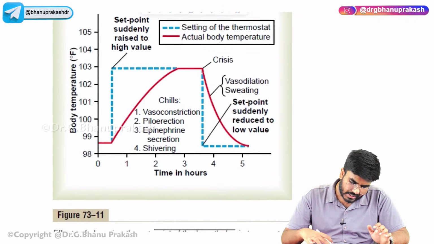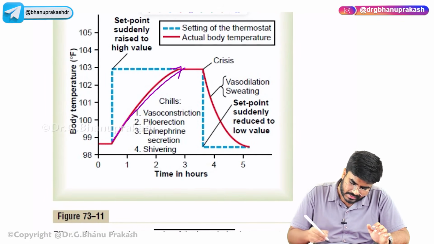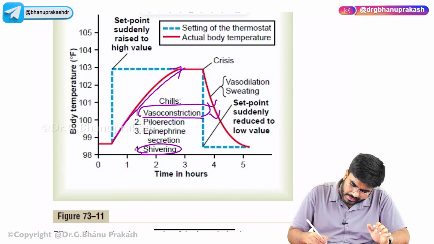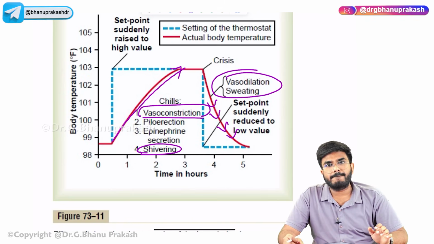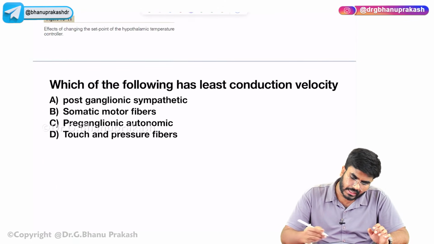Even in this image it's very clear. See, your body temperature rises. How? Vasoconstriction and shivering. And your body temperature is decreasing. See here, how is it decreasing? By vasodilation and sweating.